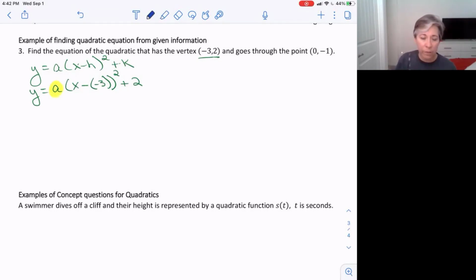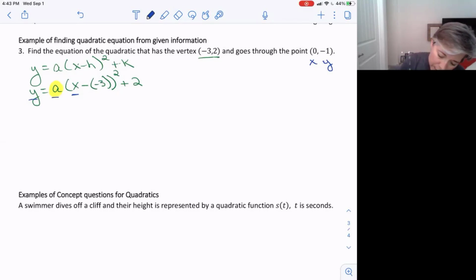So notice we have three variables here. We have the y, we have the a, we have the x. Well, the x and the y again represent every possible solution to this equation, and solutions are represented as points. Well, guess what? We have a point, (0, -1). We could plug that into the equation and solve for a.